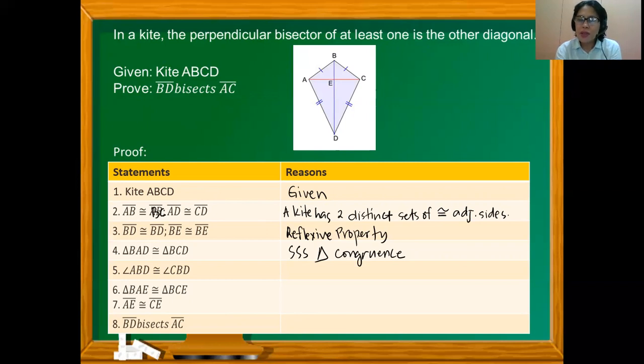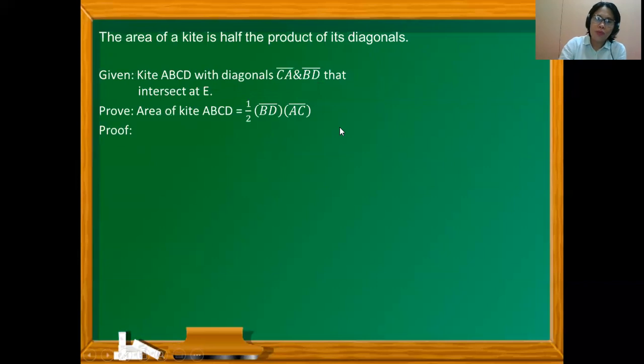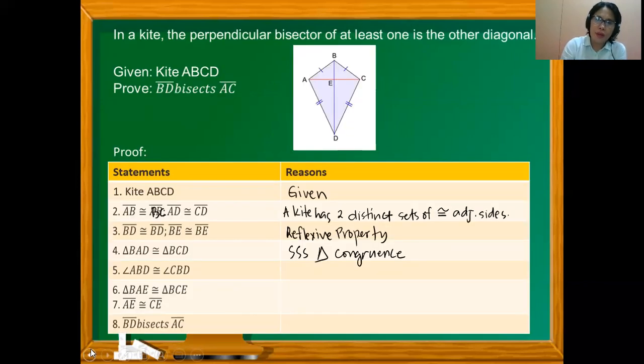Now, angle ABD is congruent to angle CBD. So the two here are congruent. And angle ABE corresponds to CBE. Since the two triangles here are congruent, of course, the other corresponding parts must be congruent. So we can say here that corresponding parts of congruent triangles are congruent.